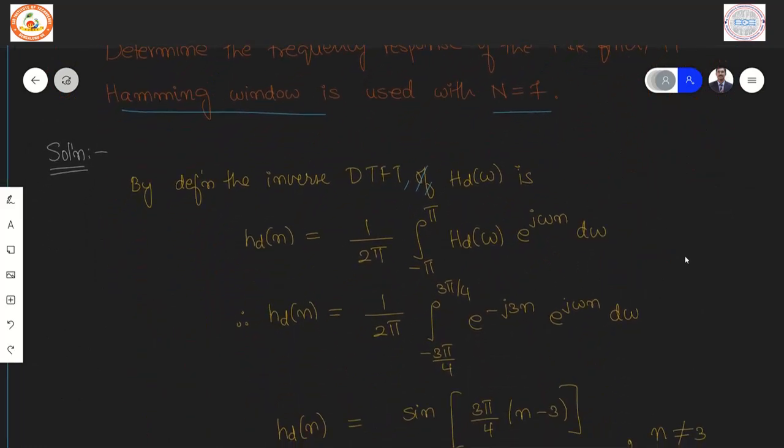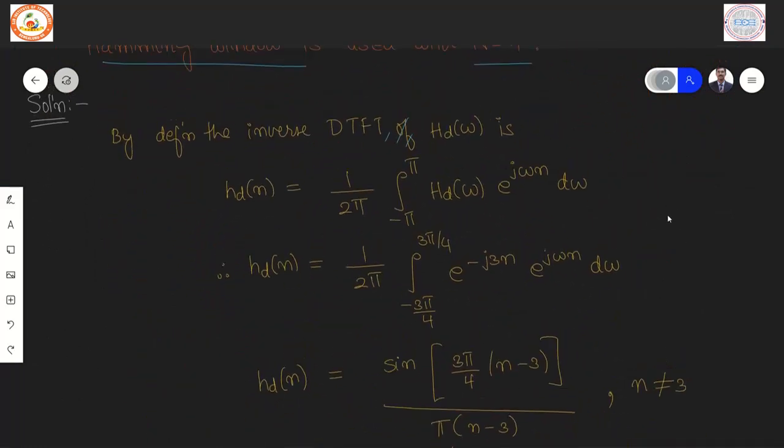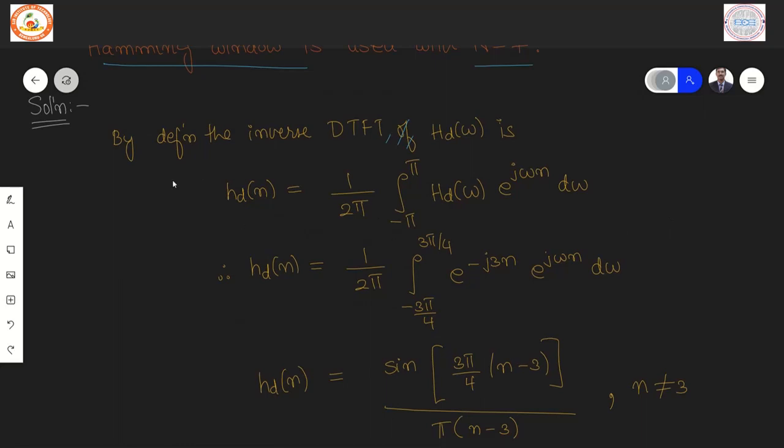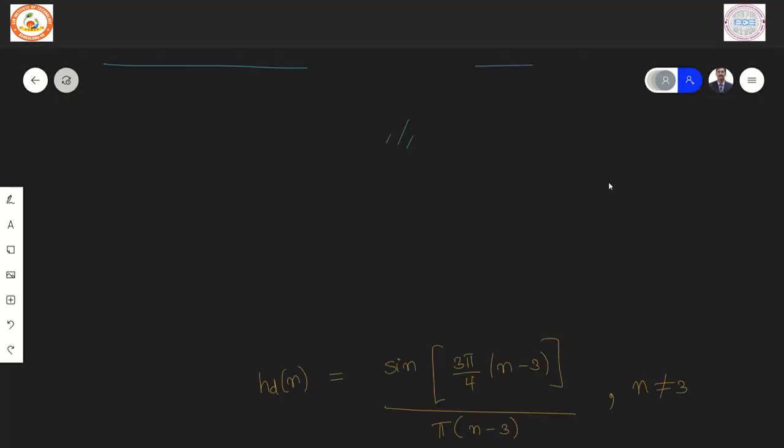Now, you may sketch the response. We know typical frequency response for low pass, how it looks like, and we can indicate the cutoff frequency, pass band, stop band, etc.